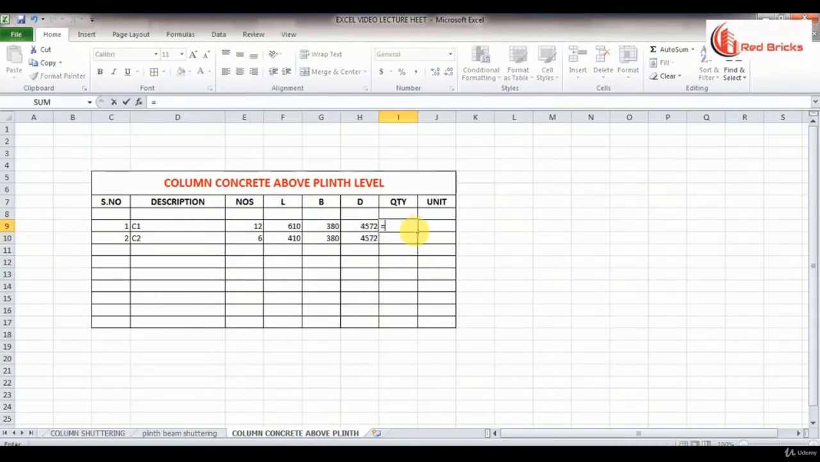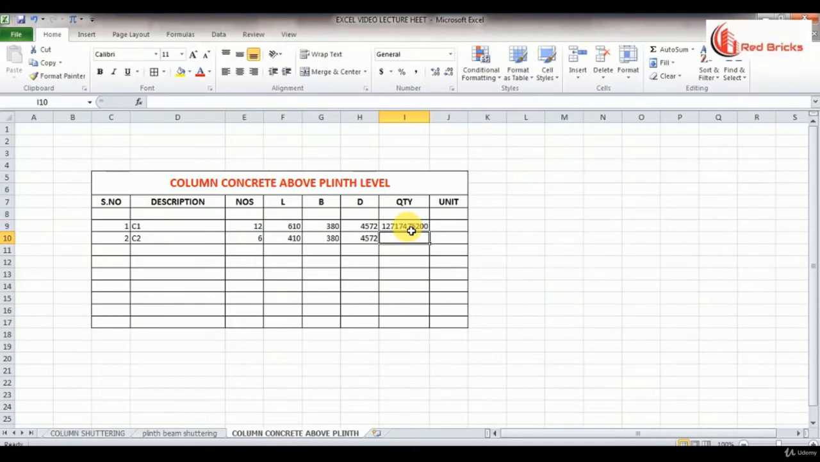For calculating the quantity, we multiply the number of column into length, breadth and depth. This quantity is in cubic millimeter and we will convert it to cubic meters by dividing it with 1000 cube. We will find the total quantity by adding both the quantities.